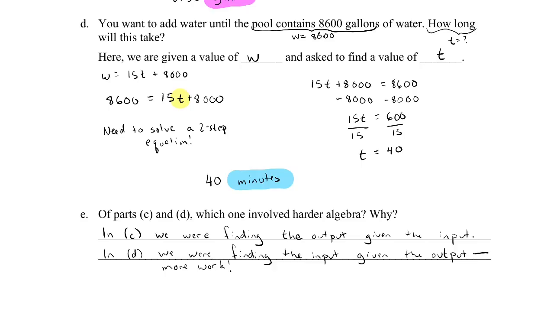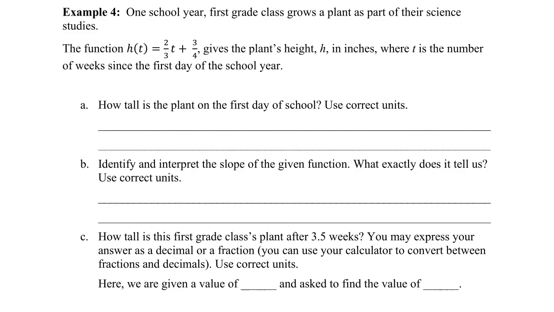Let's see one more example where we're giving interpretations to our equation. In this story, one year, a first grade class grows a plant as part of their science studies. The function h of t equals 2/3 t plus 3/4 gives the plant's height h in inches, where t is the number of weeks since the first day of the school year. So t, the number of weeks since the first day, is our input variable. This is our independent variable. The height h in inches is our dependent variable.